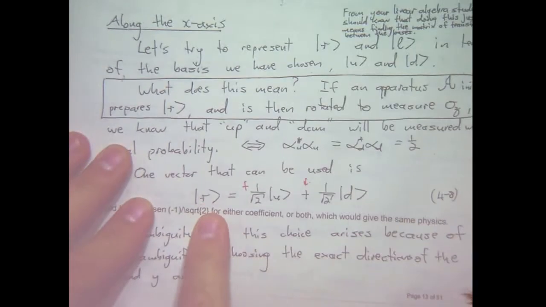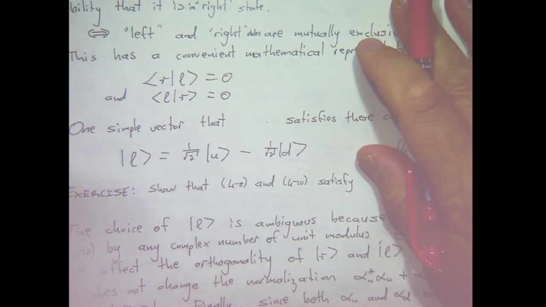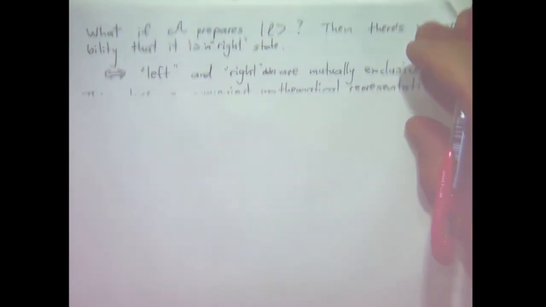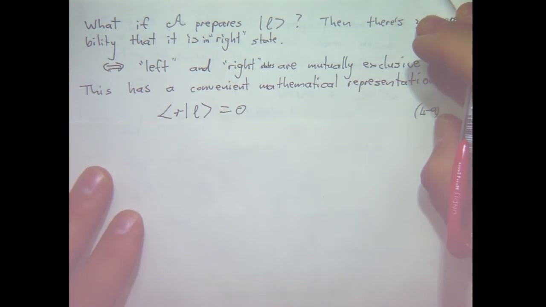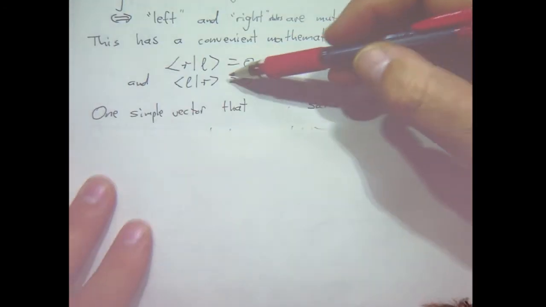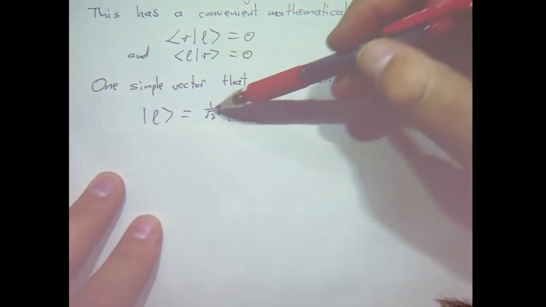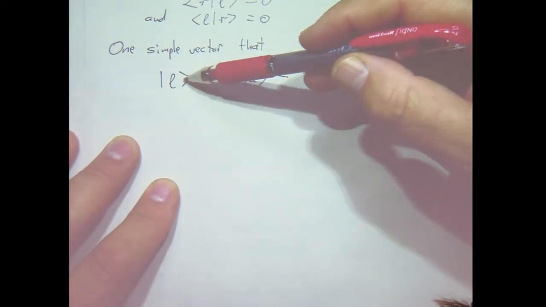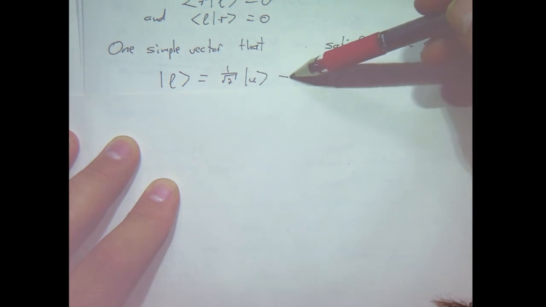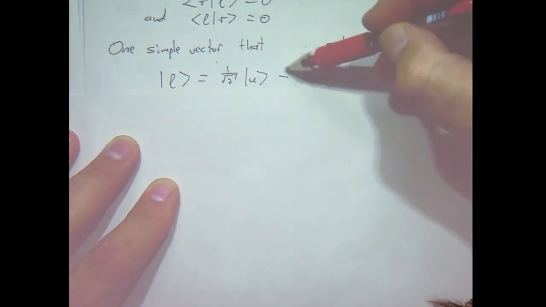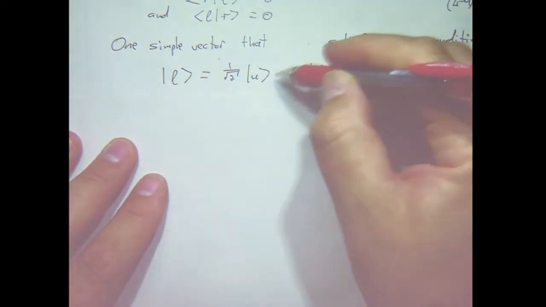If you choose that to be the representation of the R basis vector in terms of the up and down basis vectors, then if the apparatus prepares the left vector, the left and right states are mutually exclusive, so the inner product is zero. Using the fact that this inner product equals zero gives you a simple equation, which gives that the left vector can be represented as 1 over square root of 2 up minus 1 over square root of 2 down. So right was plus plus and left is plus minus. There's a minus sign there, and if you work it out, you'll see that they're orthogonal.